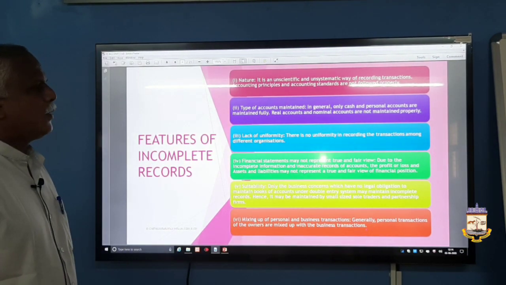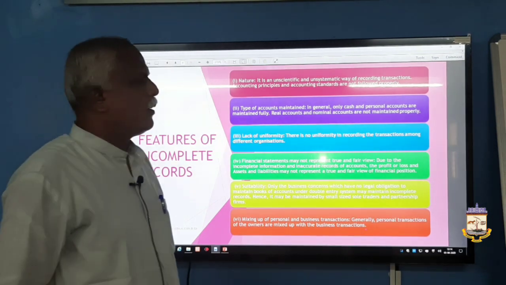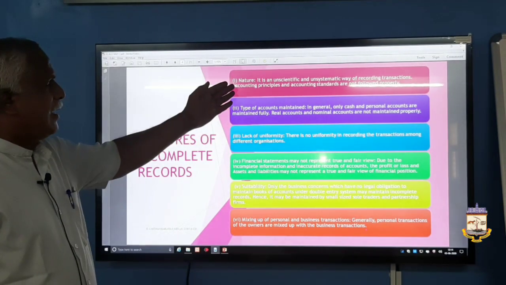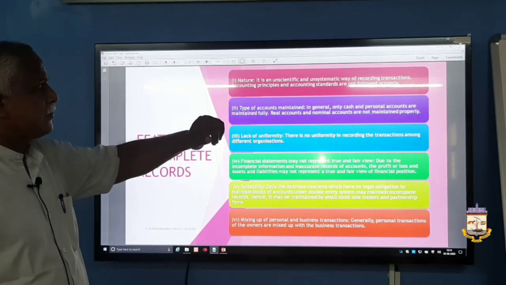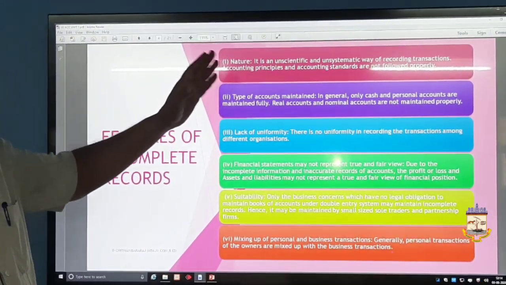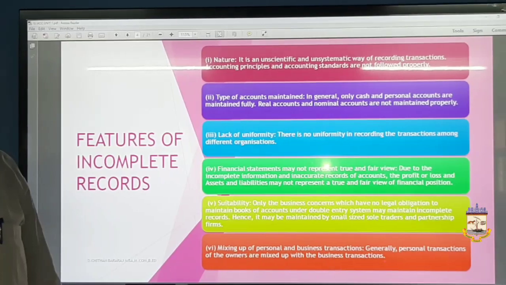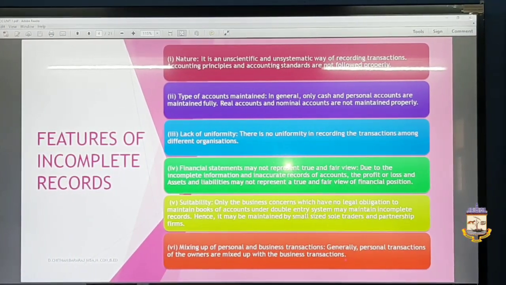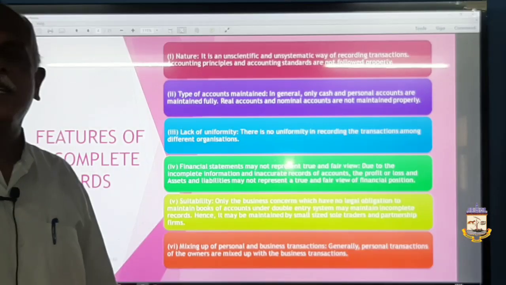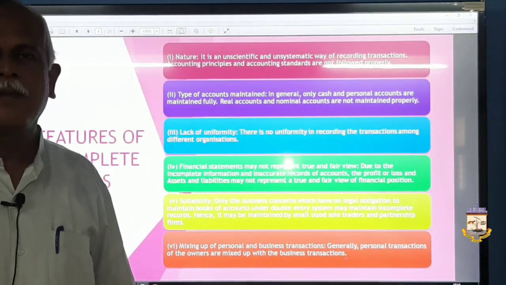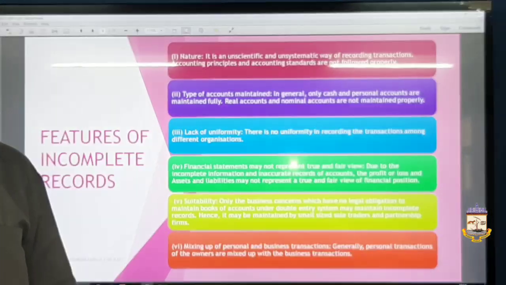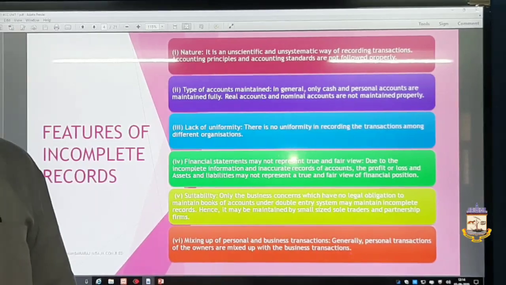Now, how does an incomplete book look? Let us see. Nature: it is an unscientific, unsystematic way of recording transactions. Accounting principles and accounting standards are not maintained. Types of accounts maintained is very important. What are the various accounts we maintain in the double entry system? Personal account, real account, then nominal account. These three accounts are recorded.